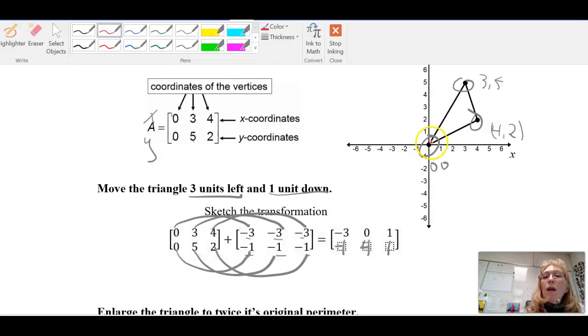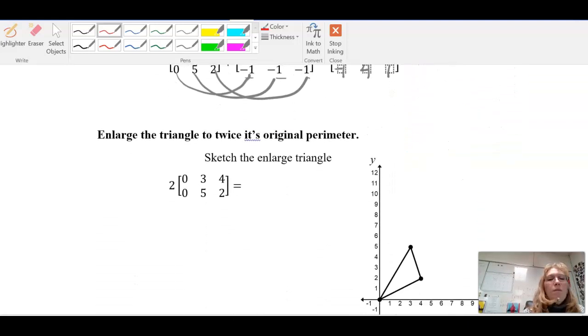You could go -3, -1, 0, 4, 1, 1. And that is that triangle moved. I think he did it with patty paper.